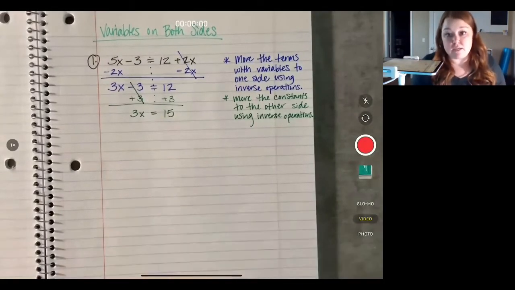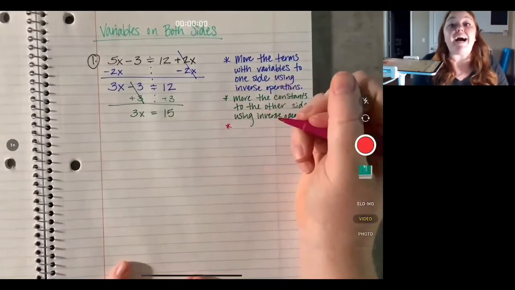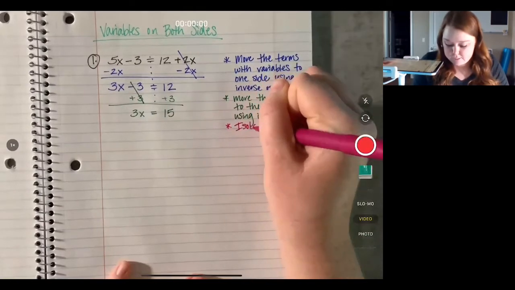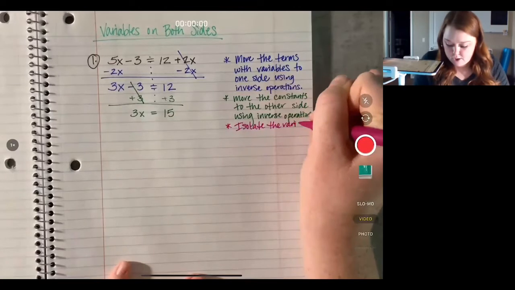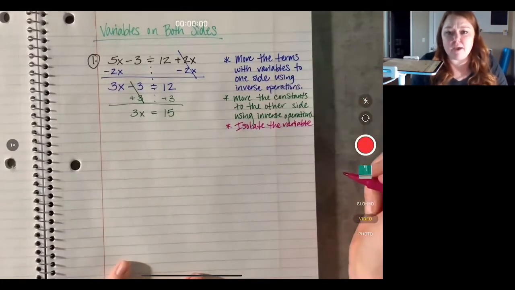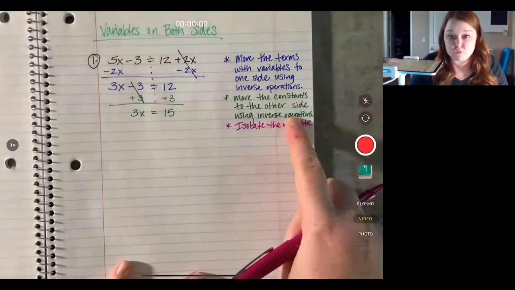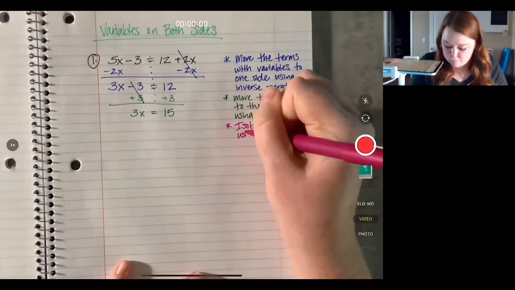Obviously, we need to get that x by itself. So what's that fancy word for getting something by itself? Isolate. So our last step over here is to isolate the variable. Now, how do we isolate it? It's not magic. What do we use? We use inverse operations. Isolate the variable using inverse operations.